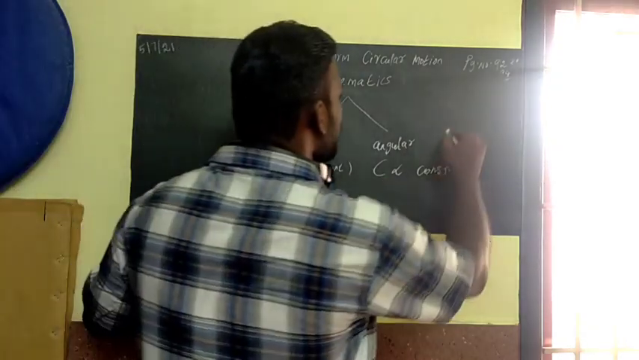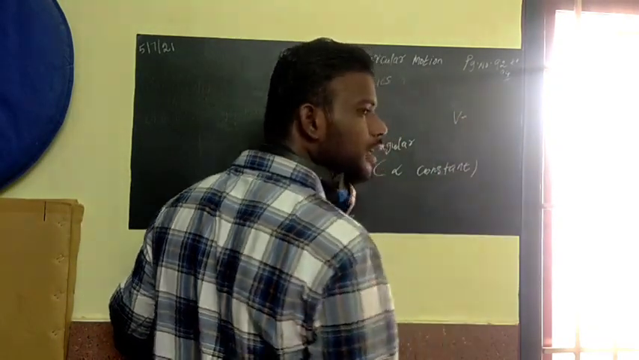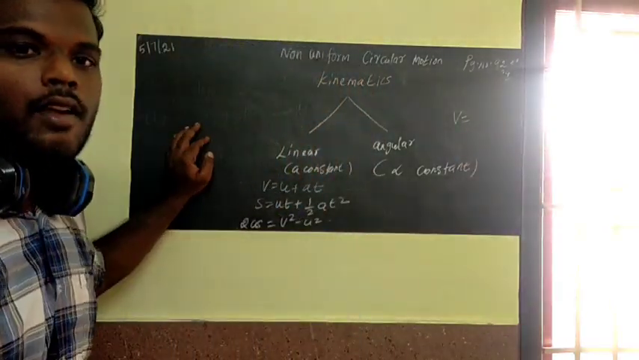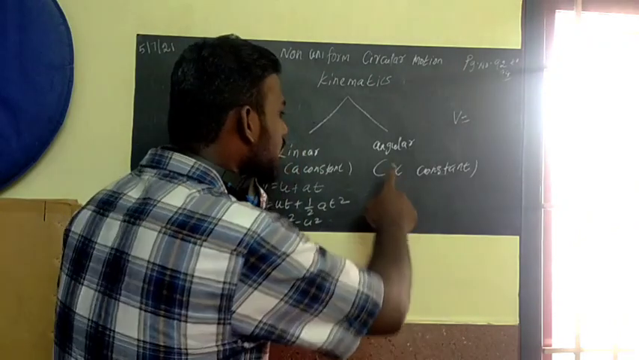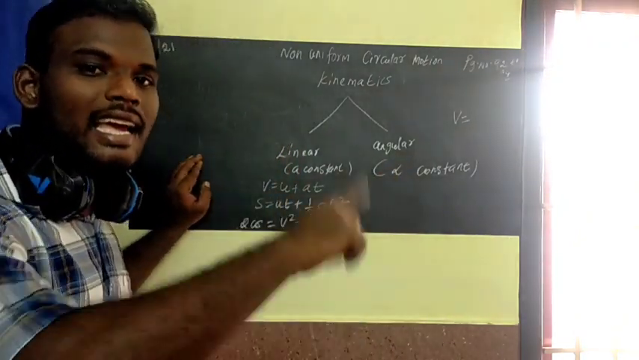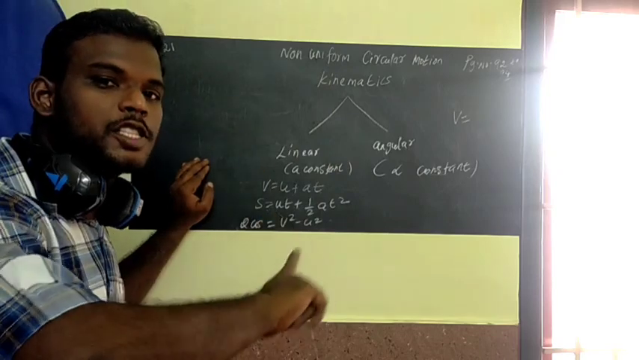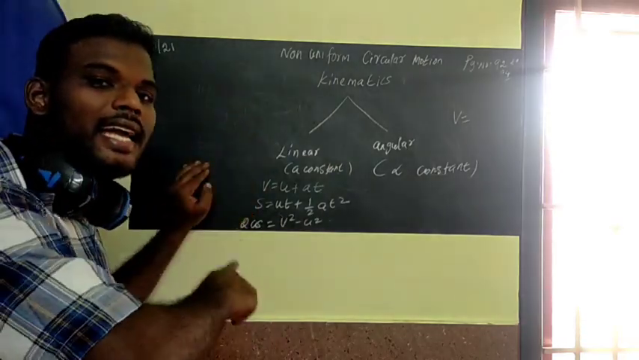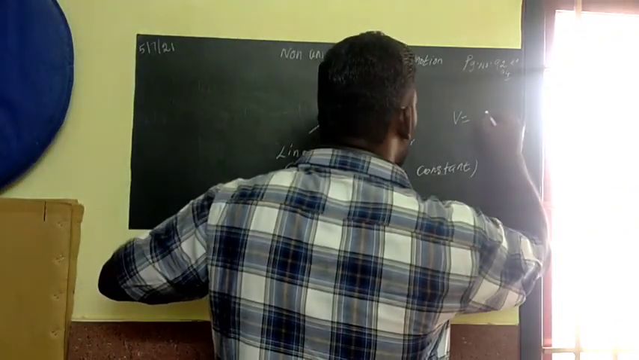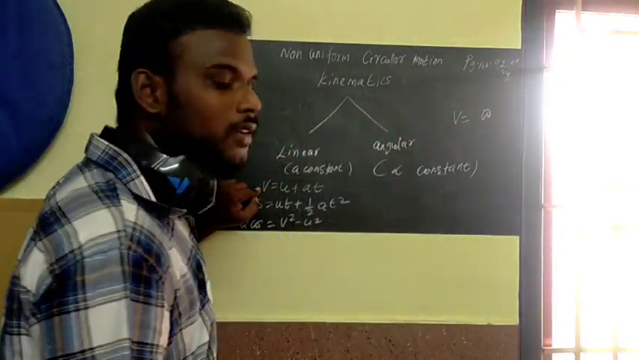I can write in place of final velocity, which means in case of linear velocity, we have angular velocity in angular circular motion. Linear velocity, angular velocity. Linear displacement, angular displacement. Linear acceleration, angular acceleration. So in place of V, I can write what? Final velocity, final angular velocity.